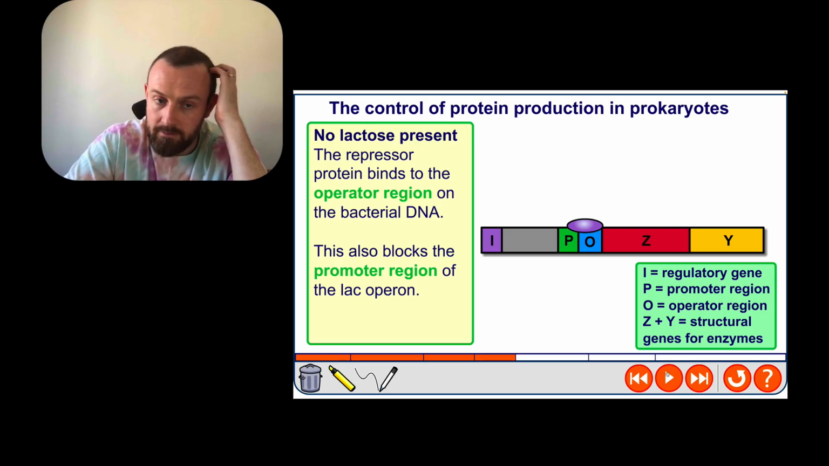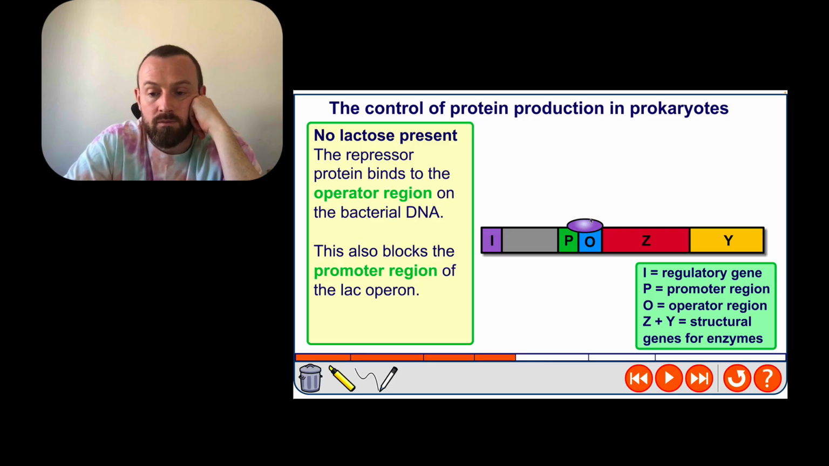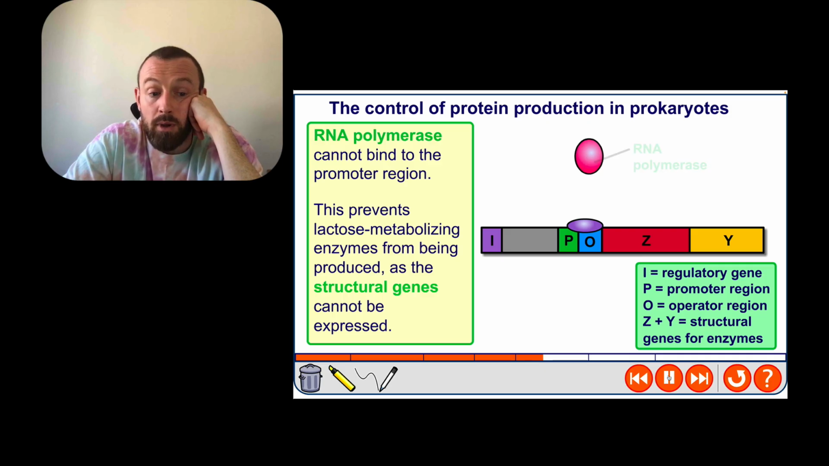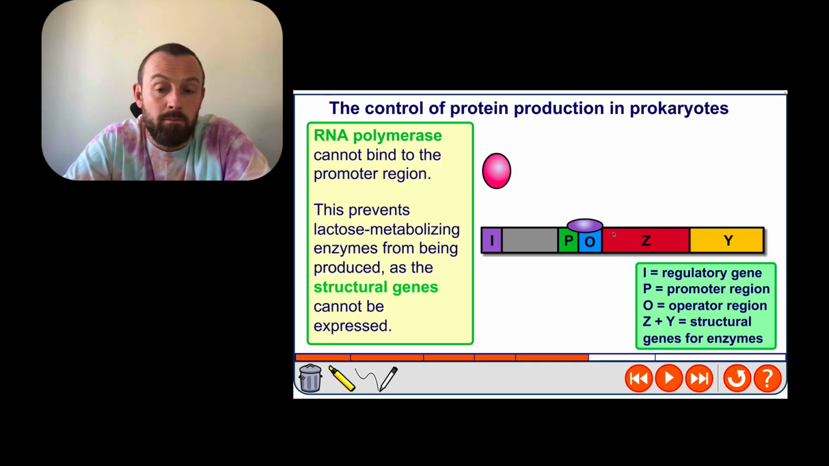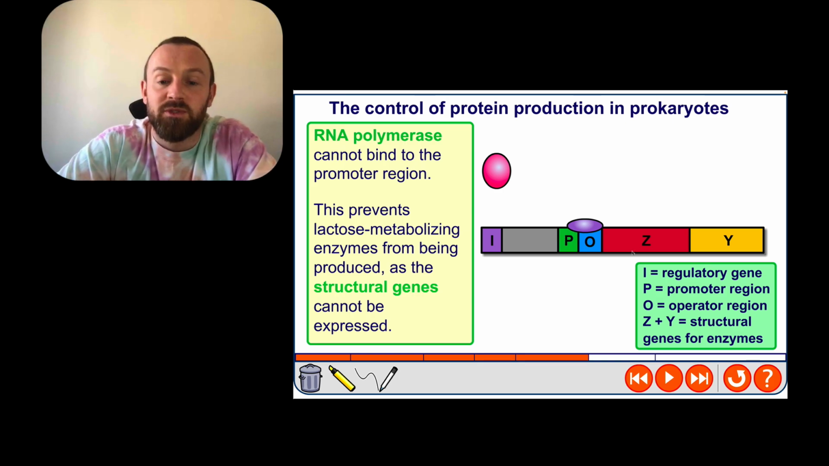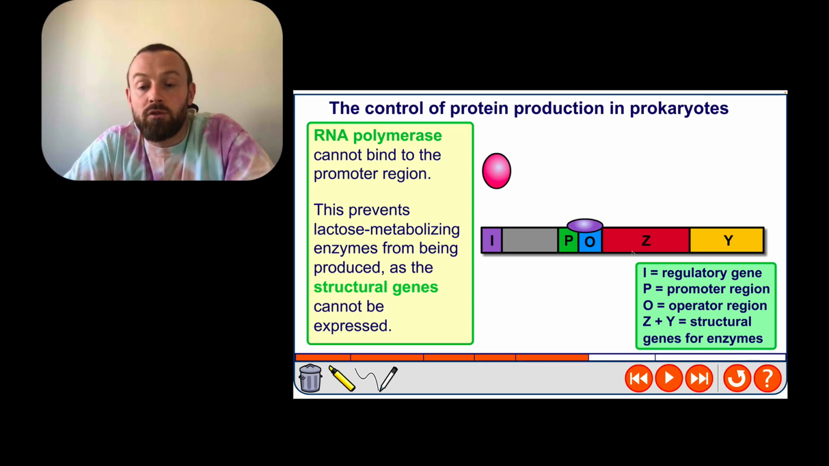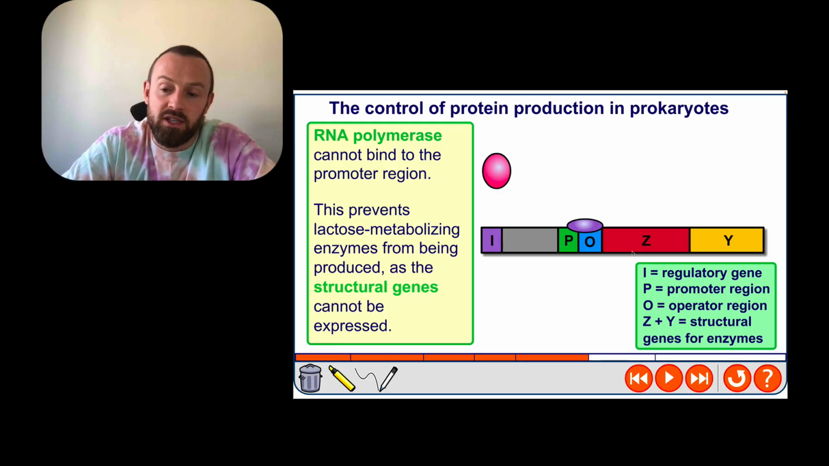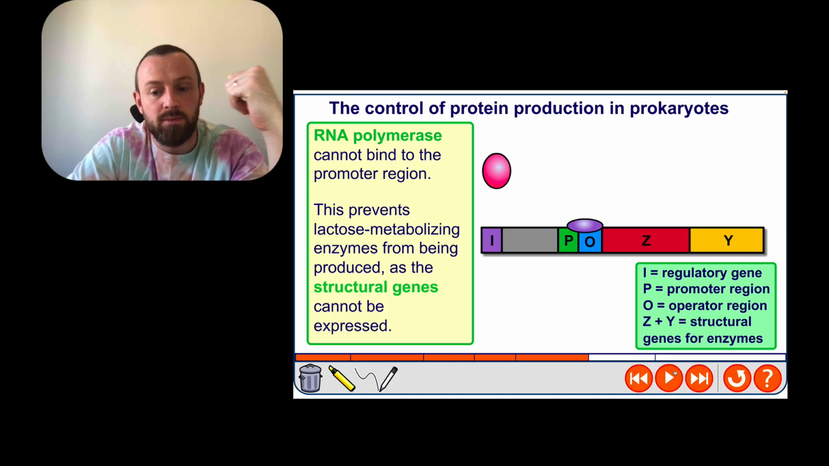So what does that mean? Well, that means that if there's no lactose present, the repressor protein blocks RNA polymerase from accessing the promoter. RNA polymerase is the enzyme that would transcribe the genes Z and Y into messenger RNA, but it can't bind to its promoter because this is blocking it. So under normal circumstances, the repressor protein binds over P and O, which means that RNA polymerase cannot bind and does not transcribe the structural genes, so no proteins are produced from Z and Y. This saves resources. Now, if lactose is present, something changes.